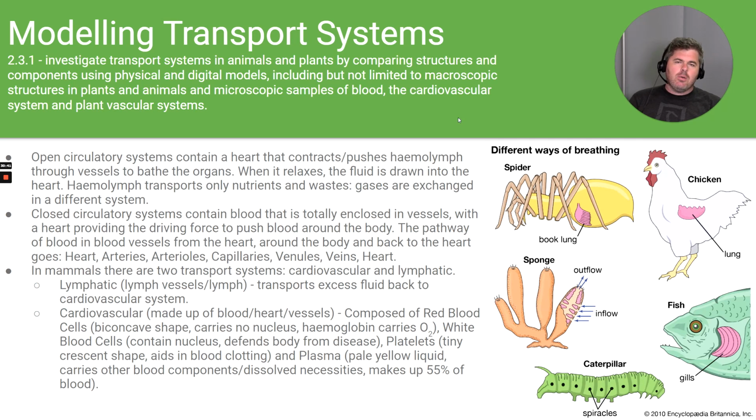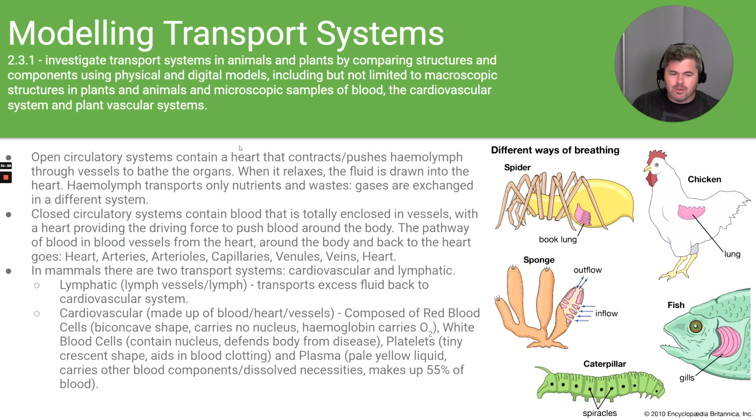Now, it's here we start to look at how materials are transported around the body. An open circulatory system is where the heart pushes and contracts in order to move hemolymph, which is a blood-like substance, not exactly blood, through vessels in order to bathe the organs. So imagine it like an open pool, okay? The heart is the water pump that is making sure that water is going into the pool and also leaving the pool. Now, the organs might be people that are sitting in the pool, just chilling out.